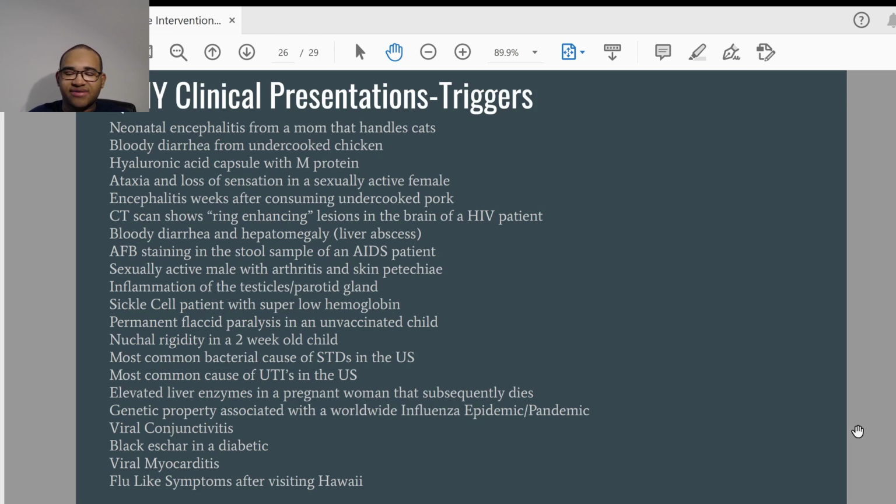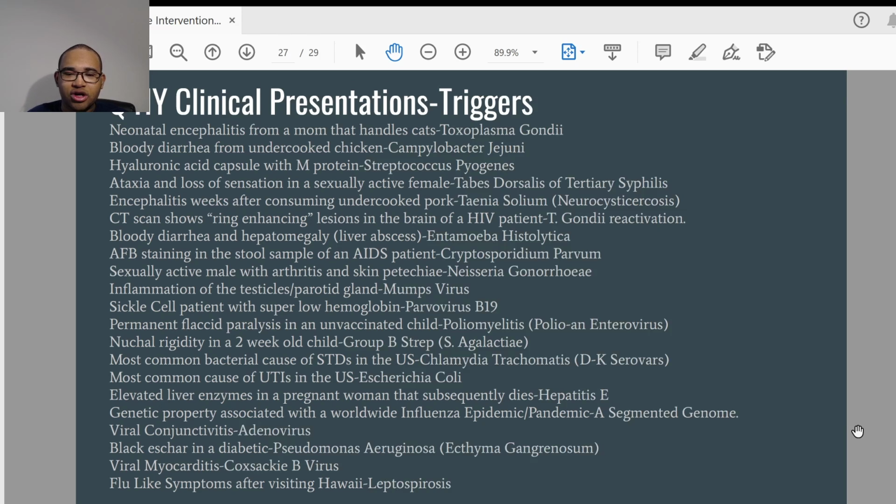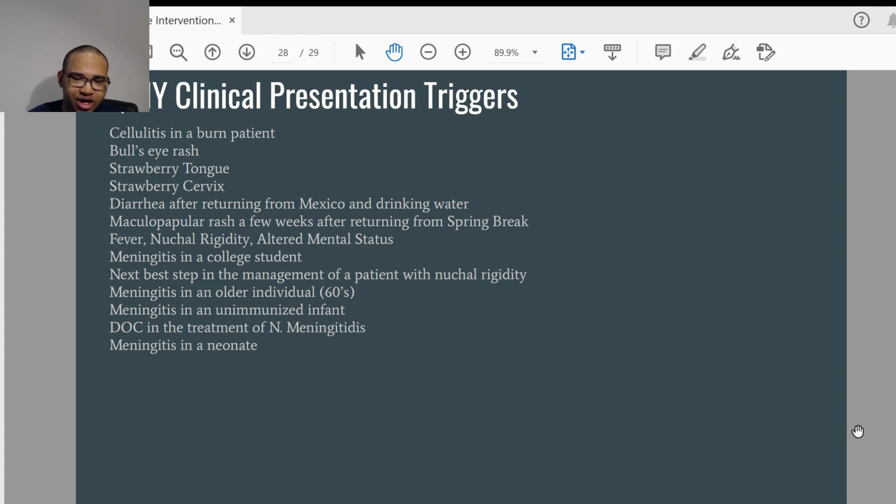And then flu-like symptoms after visiting Hawaii is leptospirosis, right? So Leptospira interrogans. Remember, it's a spirochete, so you can see it pretty well under dark field microscopy. And then, final question here, and then we're done. So cellulitis in a burnt patient. Remember, that gram-negative bug that loves wet environments, that's Pseudomonas.